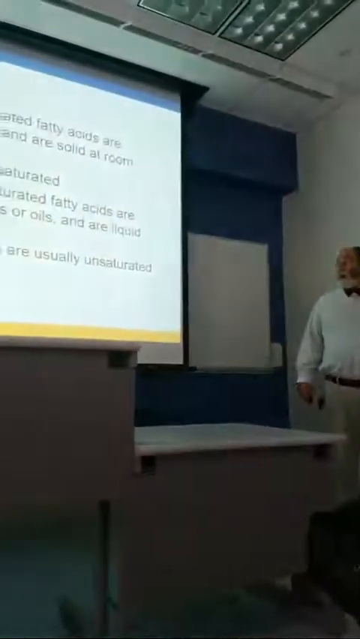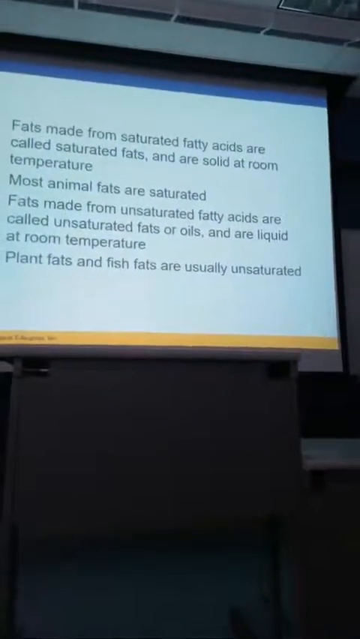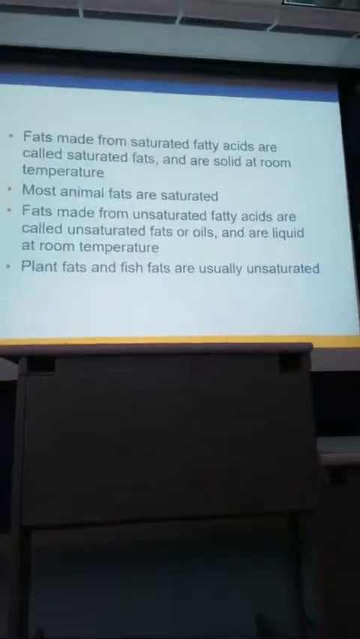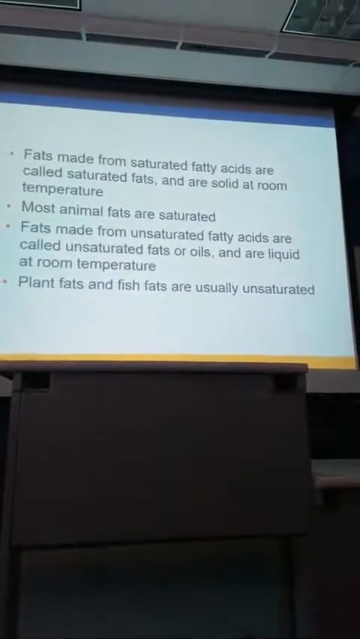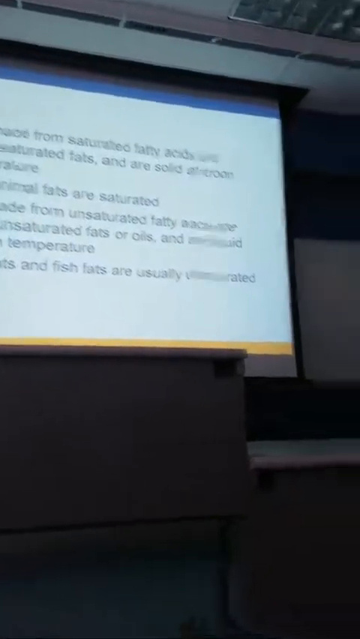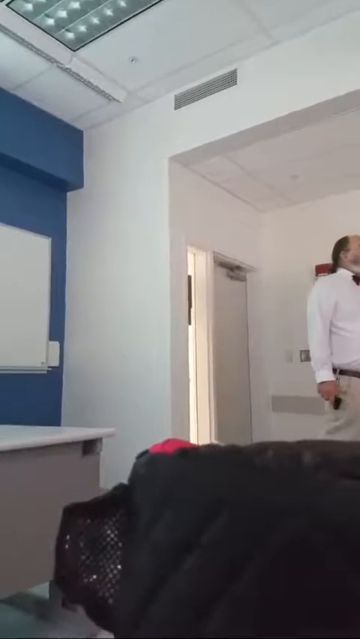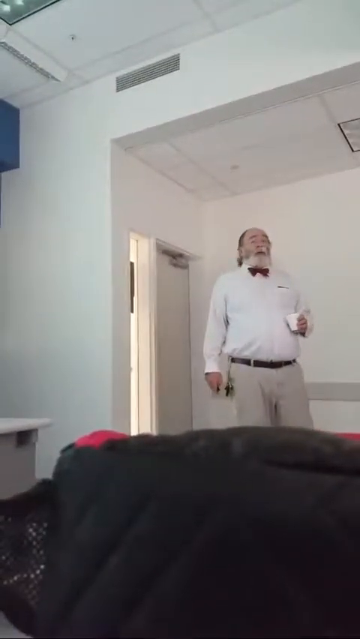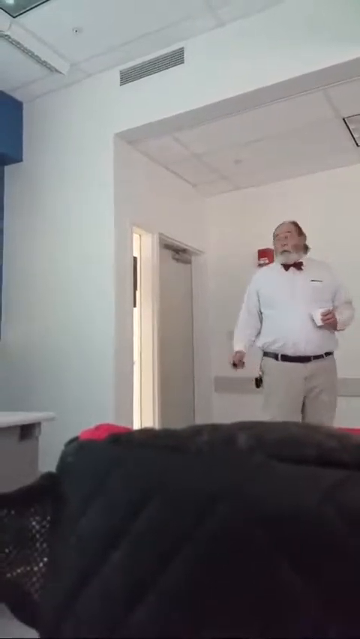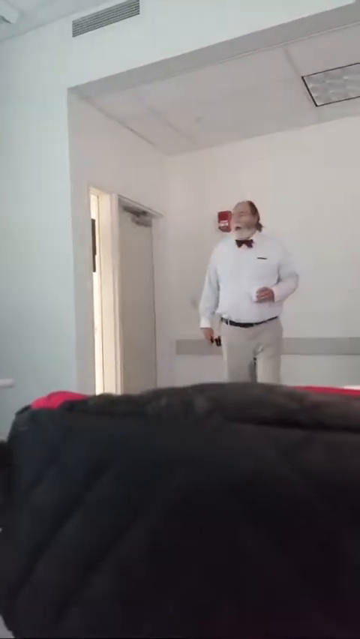Do we need to remember the structure of that? No. Fats made from, you need to know there's a double bond. Fats made from saturated fatty acid, as we say, are solid at room temperature. Plant fats, fish fats are usually unsaturated. Now, I'd say most fats, animal fats and things, are saturated and solid at room temperature. Fish fats, plant fats are different, and they should be really saying lipids more than fats there.